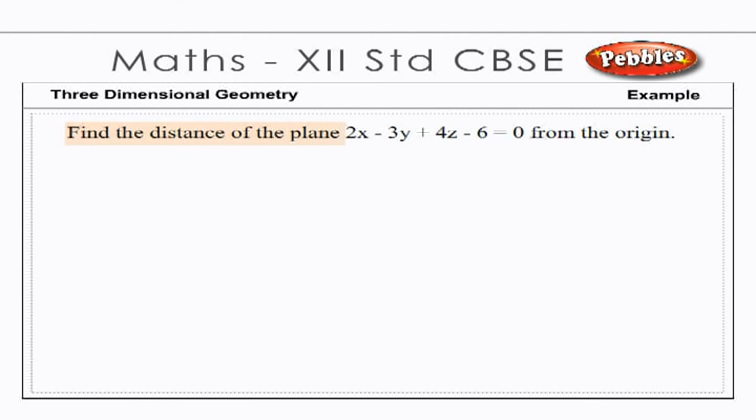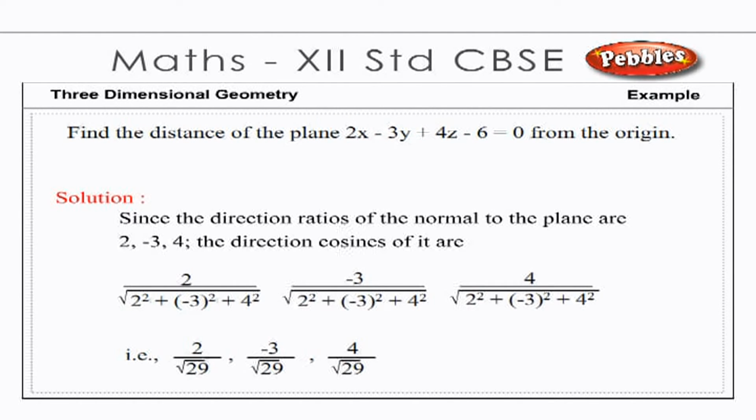Find the distance of the plane 2x − 3y + 4z − 6 = 0 from the origin. Solution. Since the direction ratios of the normal to the plane are 2, −3, 4, the direction cosines of it are 2 by root (2² + (−3)² + 4²), −3 by root (2² + (−3)² + 4²), 4 by root (2² + (−3)² + 4²). That is, 2 by root 29, −3 by root 29, 4 by root 29.